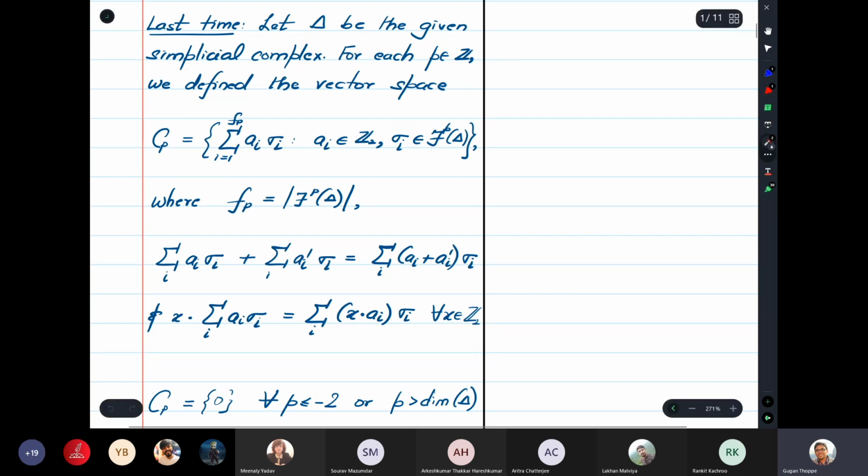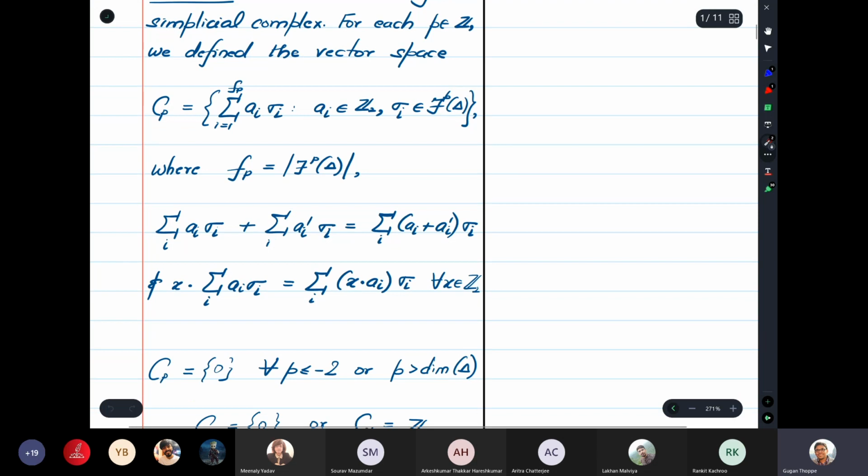By itself, this is a set. In order to make it into a vector space, we defined the addition operation and the scalar multiplication operation in the following ways. The addition operation was defined in the following way. Let's say this is one p chain. As I mentioned last time, we will refer to the elements of Cp as p chains.